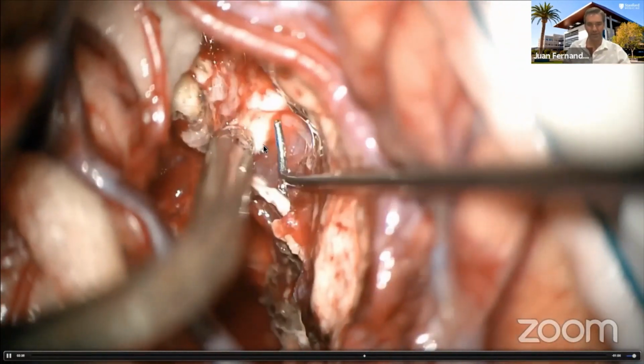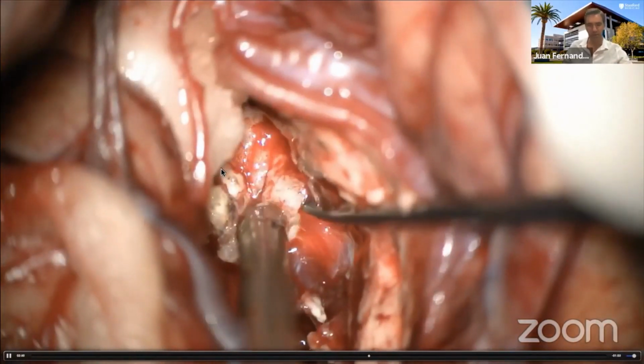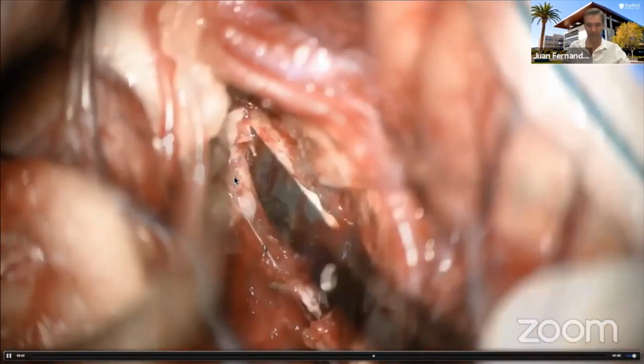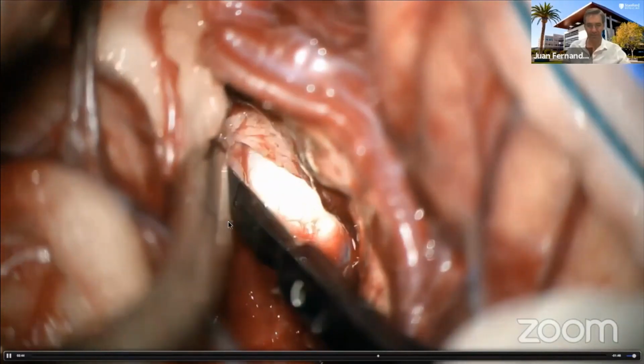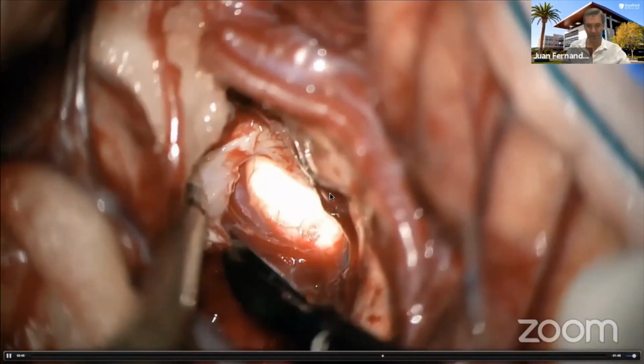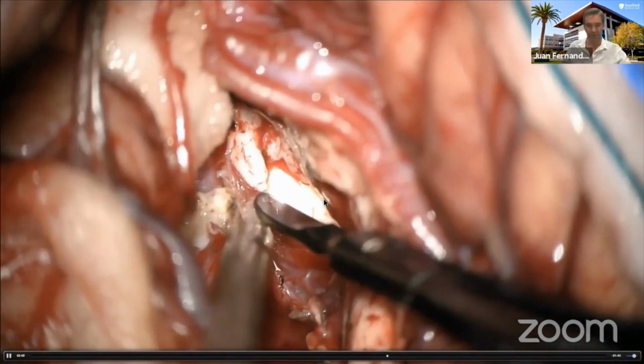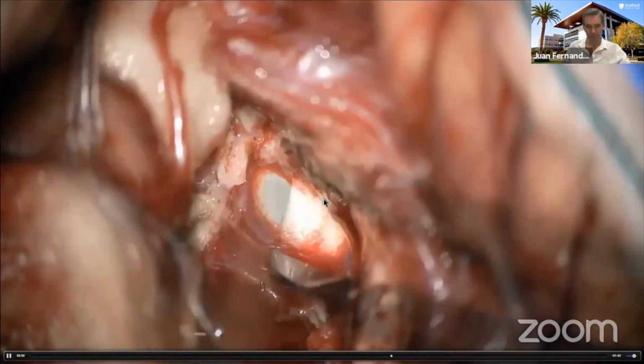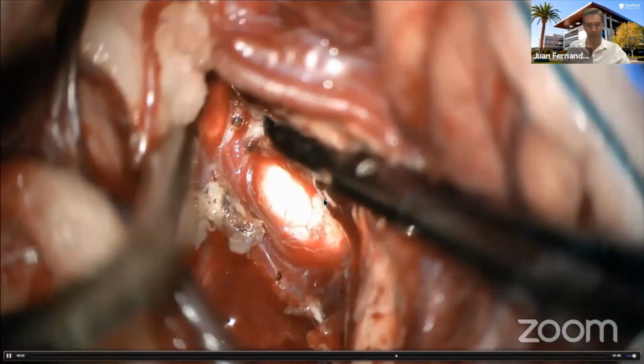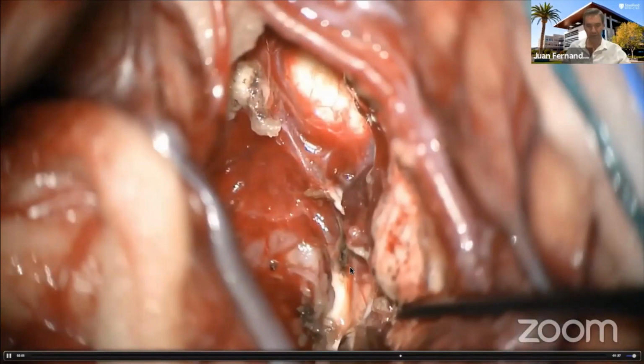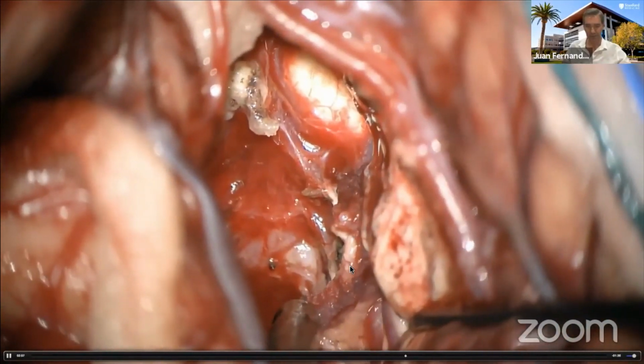And this is what remains of the fimbria and that tip of the uncus more anteriorly. And this beautiful white is the brainstem, the cerebral peduncle. And as you go above, you will see the optic tract. You can see nicely both the anterior choroidal artery and the hippocampal vein and the choroid plexus.